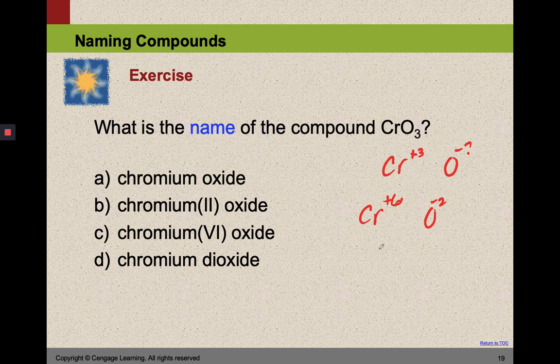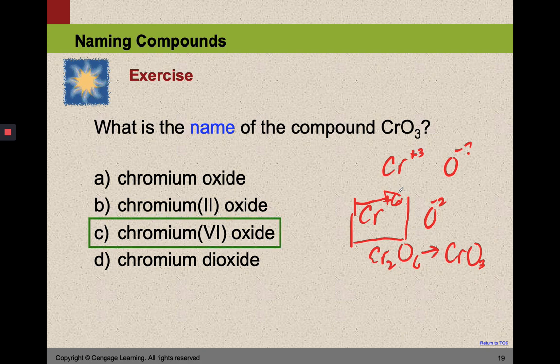So when you crisscross, you have Cr2O6. If it reduces to lowest terms, you divide this by 2 and this by 2, and you end up with CrO3. But our component cation is this one, so when you name it, that is actually chromium(VI). Chromium(VI) oxide. So pause for it to sink in.